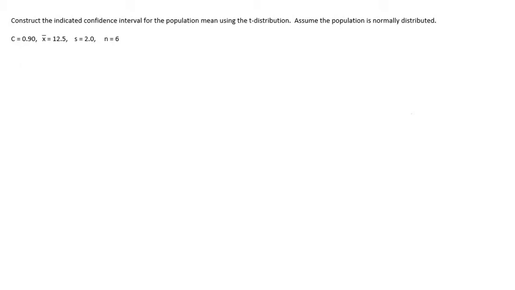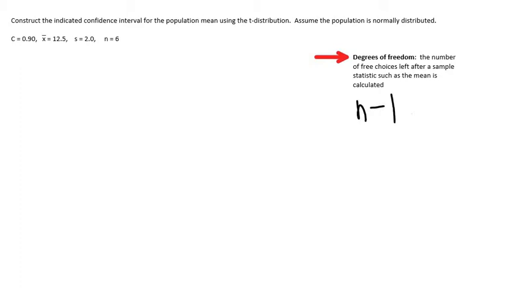is. One major difference between the t-distribution and the normal distribution is the use of degrees of freedom. The degrees of freedom is the number of free choices left after a sample statistic such as the mean is calculated. And we calculate the degrees of freedom by calculating n minus 1. So in this case, n minus 1 would be equal to 5.